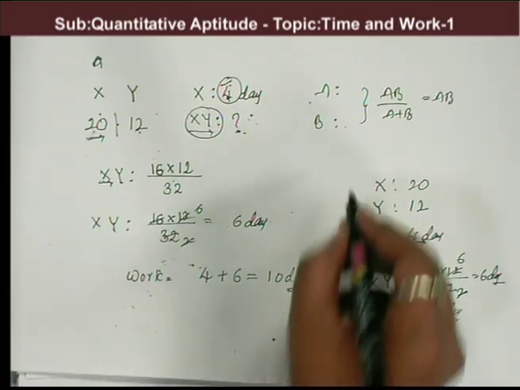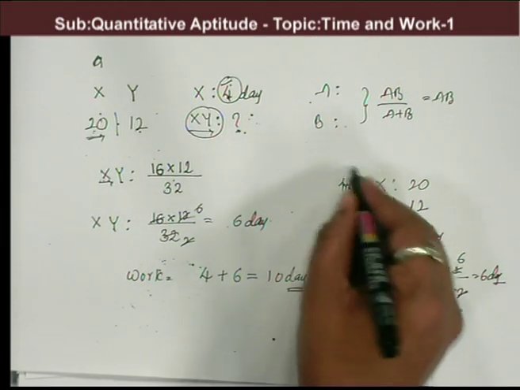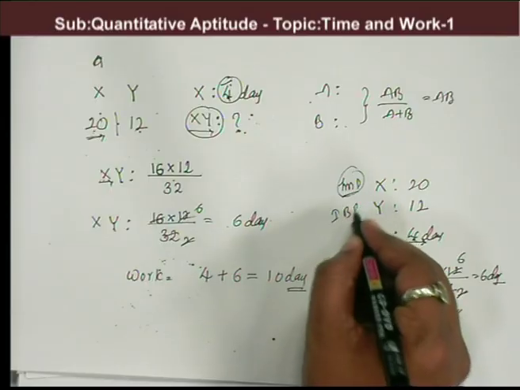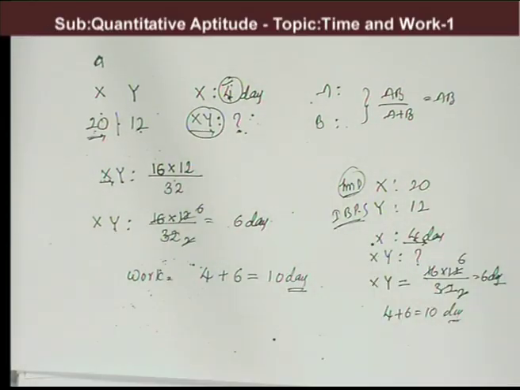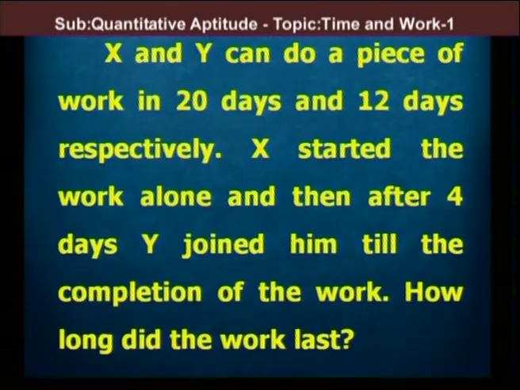This is very, very important in the examination point of view. In IBPS or banking examinations, this question is mostly repeated. So, this is the technique for x and y together. First you have to find out x and y together working in how many days, that will be 6 days. Both are working for the 6 days and x only working for 4 days. The whole work is completed in 10 days. This is one of the other models in time and work. Okay. Next, move on to the next question.